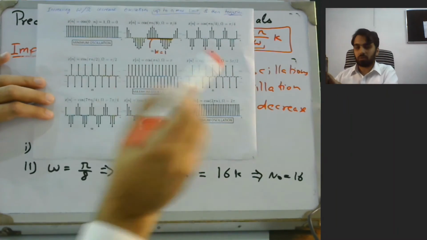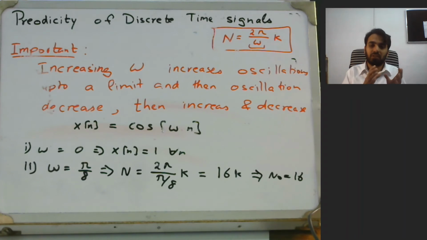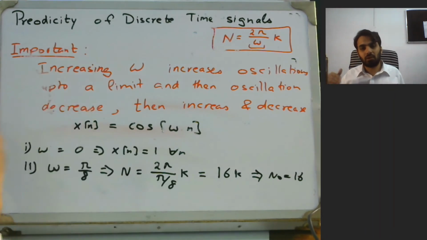So it increases up to the maximum point, then decreases, and if you continue on, you would again get this plot and onwards. This is basically a contrasting feature of discrete time signals as compared to continuous time signals, where in continuous time signals, if you increase the frequency, the oscillation is going to increase, but in discrete time signals it is only going to increase up to a limit, right? And then it will toggle back and forth.